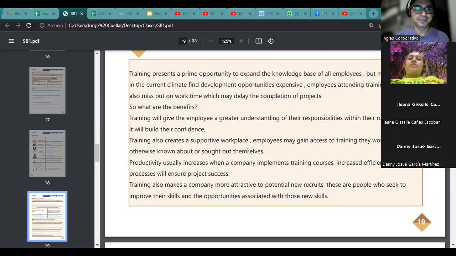Training presents a prime opportunity to expand the knowledge base of all employees, but many employers in the current climate find development opportunities expensive. Employees attending training sessions also miss out on work time, which may delay the completion of projects. Good. Breathe, Danny, breathe.